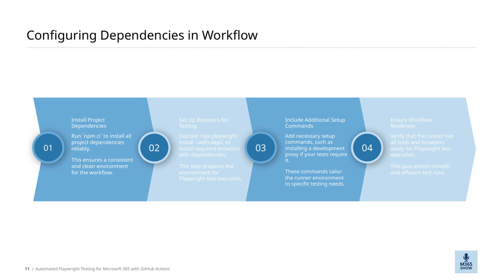This command installs the necessary browsers along with their dependencies, which prepares the environment specifically for Playwright testing. Sometimes, your tests might require additional setup, like installing a development proxy or other tools. Including these setup commands tailors the runner environment to meet your specific testing needs. Finally, it's important to verify that the runner has all the tools and browsers ready for Playwright. This step guarantees that our tests will run smoothly and efficiently, minimizing the chances of failures due to missing components. Overall, these steps are about making sure our environment is perfectly prepared for reliable and effective testing.